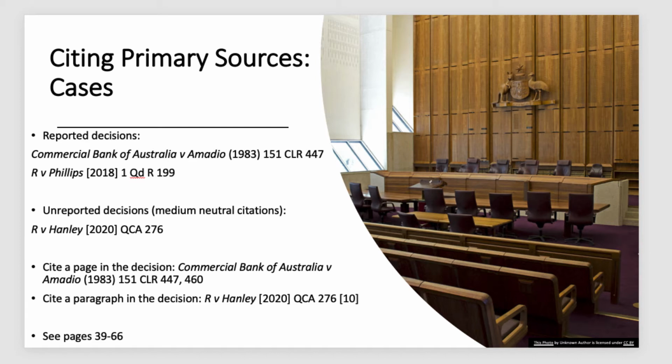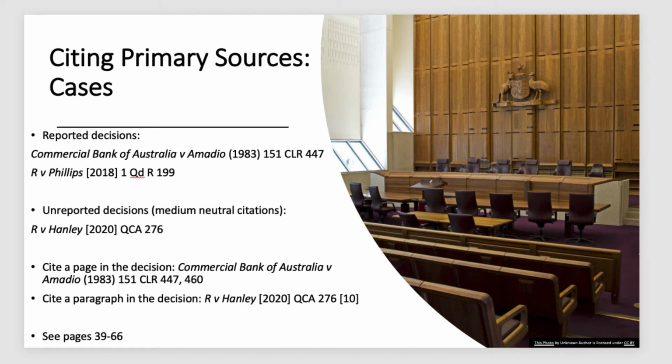Now, as you can see, it doesn't matter whether it's a criminal matter, Crown against Phillips, or whether it's a civil matter, Commercial Bank of Australia and Armadio. The way that they are written appears the same in that all the parties' names are italicized, and so is the V. The V is also italicized. You then need to provide the year of the case in brackets, and you'll see that some cases have round brackets and some cases have square brackets.